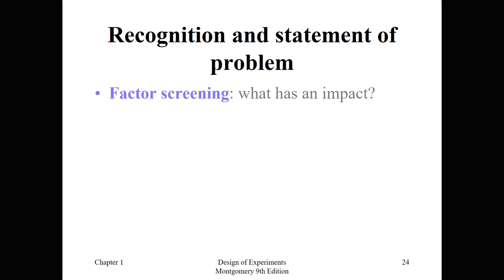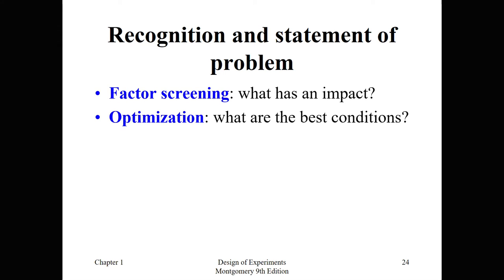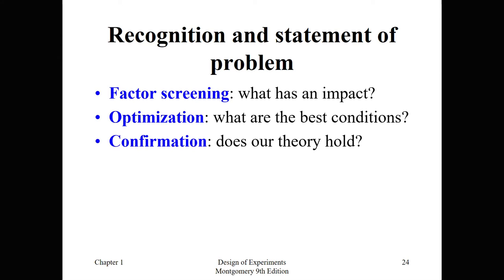So step 1, recognizing and stating the problem. There's several different ways that we can do this. Factor screening is a way that we can do this, a particular type of problem, and looks at what has an impact. So what are the variables that have an impact? What are the factors that have an impact? Optimization says what are the best conditions that we could possibly have. Confirmation tests a theory. Does the theory hold?